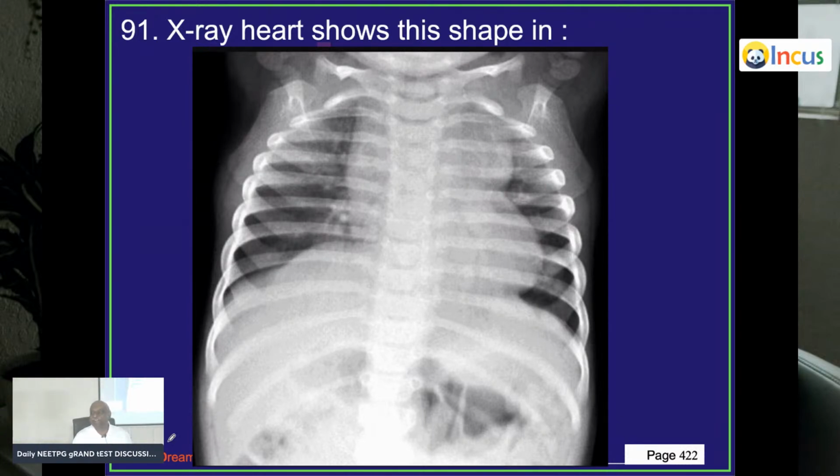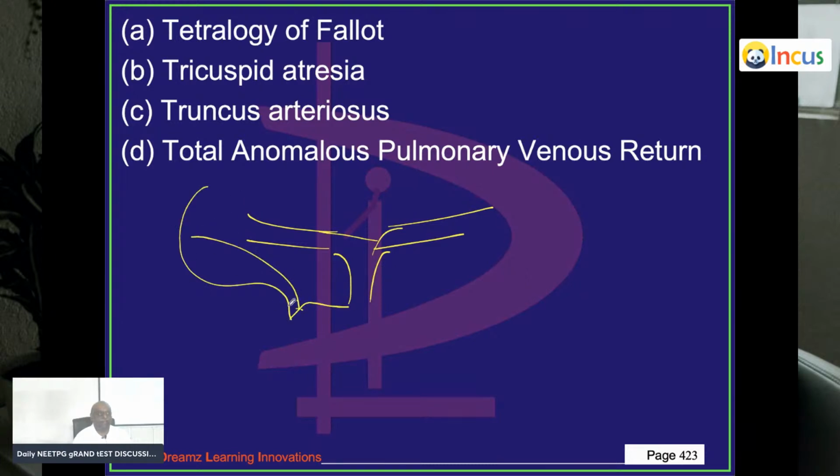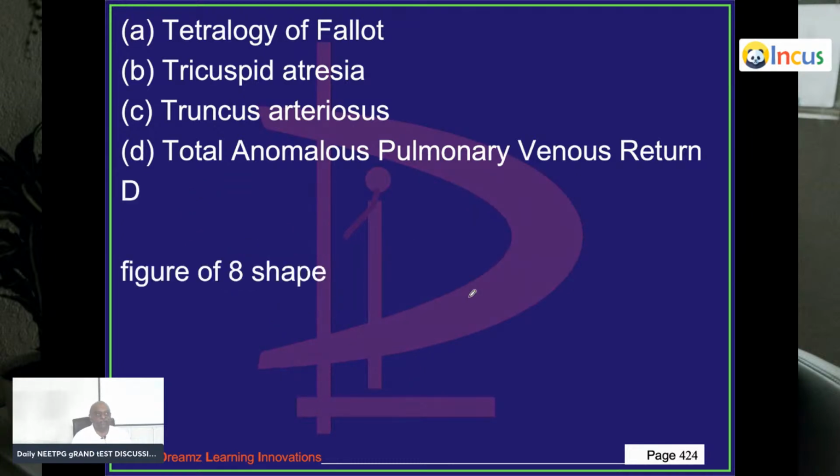Now, what is this X-ray, heart, figure of 8? So, tell me the answer. It is not just a figure of eight, it clearly looks like a snowman. Right and left pulmonary veins combine to form the common vein, and on the other side your SVC is coming. That makes the upper part. Below is the heart. Total anomalous pulmonary venous circulation.